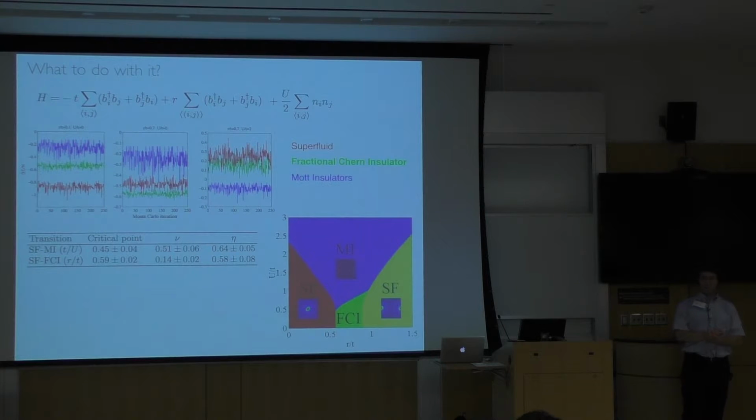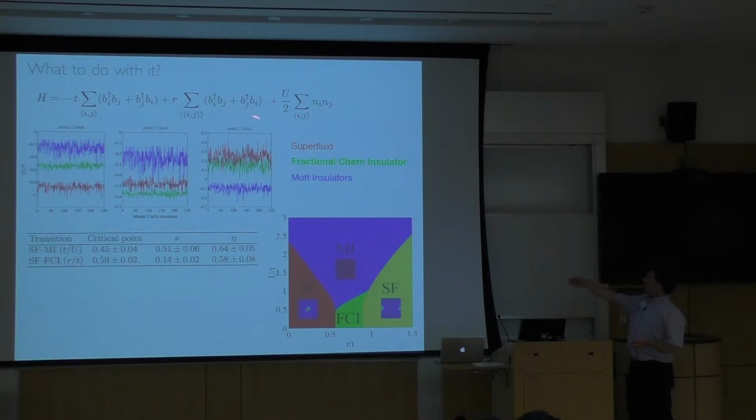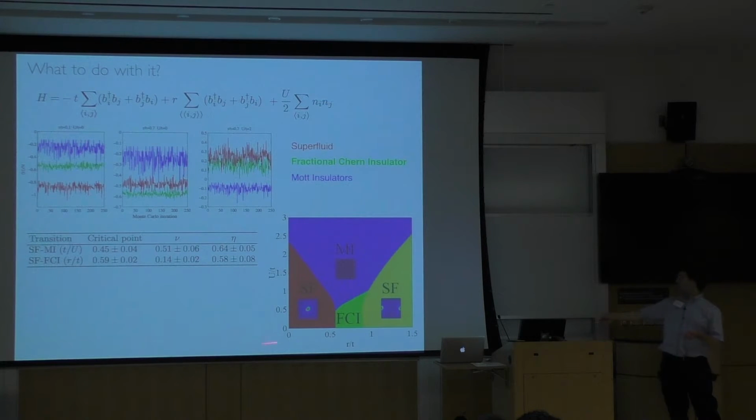One can write this as a magnetic field so it doesn't look quite so pathological. And then one can map out the variational phase diagram, and one gets superfluids and fractional Chern insulators and Mott insulators and all kinds of nice things. So that's one thing one can do.